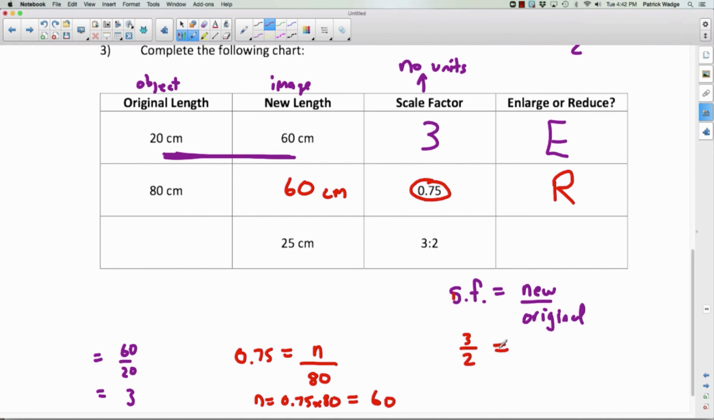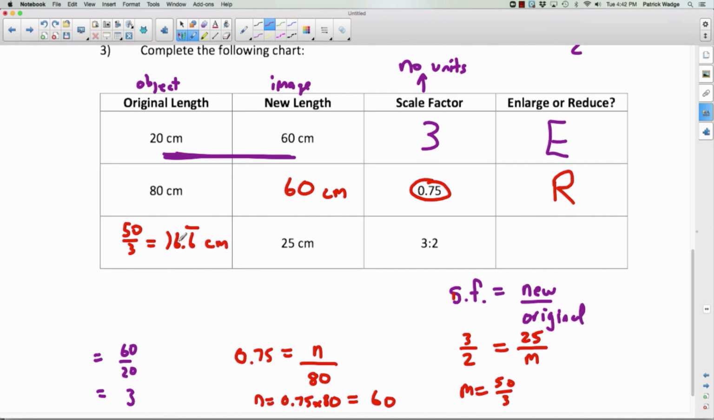All right. Do we know the new? Yeah, we do. The new is 25. Do we know the original? No, we don't. Let's call it, I don't want to call it O because it looks like 0. I'll call it M. Okay, we could solve this by cross multiplying. M equals 2 times 25 is 50 divided by 3. You could put that as your answer, 50 over 3. Or if you divide that, you get 16.6 repeating centimeters.